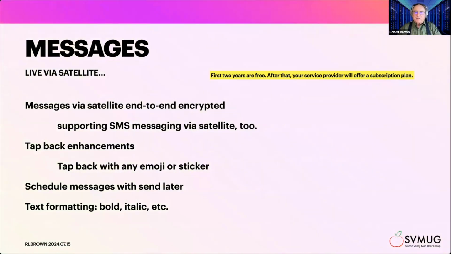Messages. Well, to me, the big thing is that you can now do messages via satellite. This works automatically. If you happen to go into a region where there's no Wi-Fi and there's no cellular, automatically it will offer to send messages via satellite. And previously you could do emergency messages. Now you can do any kind of message. No restrictions. The first 2 years for this service are free. After that, your service provider, such as AT&T or Verizon, will offer you a subscription for the service, which I believe is not going to be very expensive.